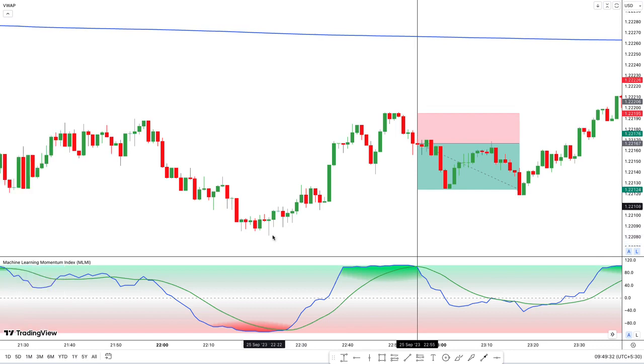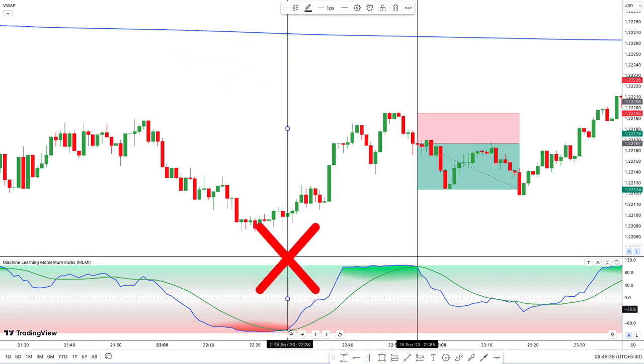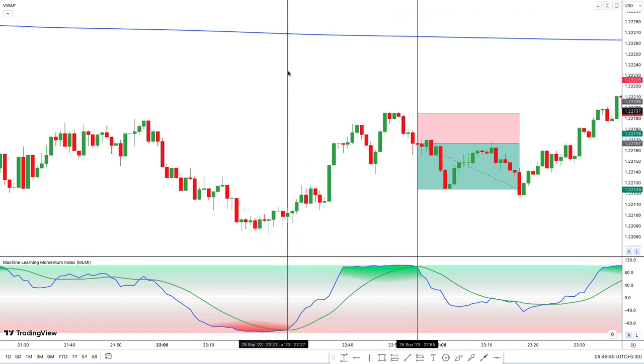We can see here the blue line of the MLMI oscillator crosses the green line from below, which is a clear buy signal. Apart from this, the crossover also happens in the red zone. This suggests that the market is oversold and due for an upward correction, but market price here is trading below the VWAP indicator. So here this signal is invalid, because both conditions are not met. So do not enter any position.